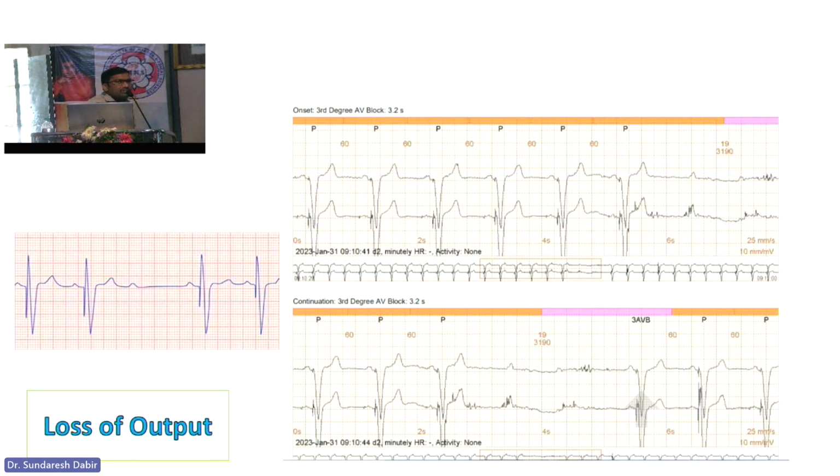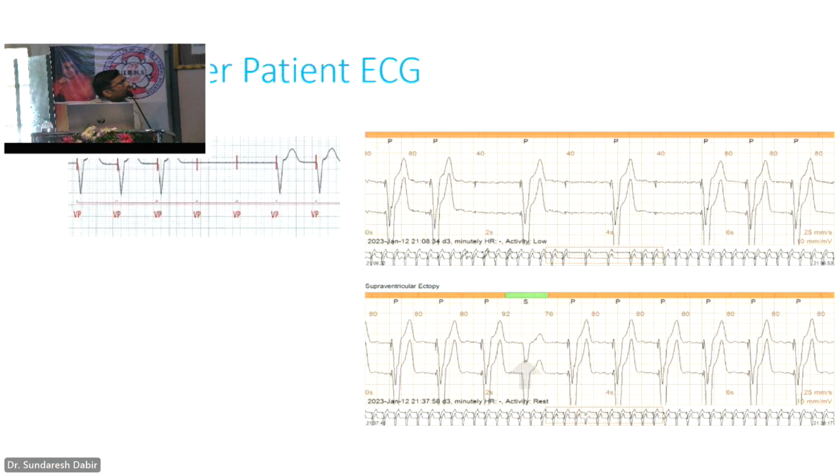Okay, what is this then? What is happening here? Again, you can see P followed by QRS, P followed by QRS. It's a dual chamber pacemaker. Then what has happened here and here? Why is there a big gap?